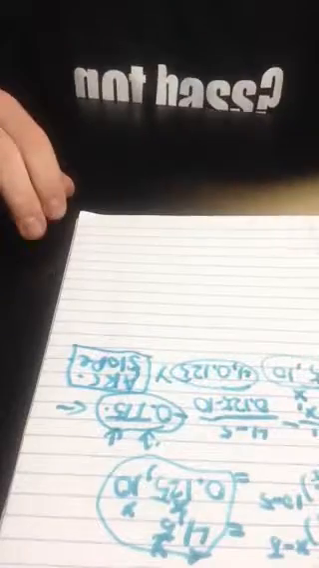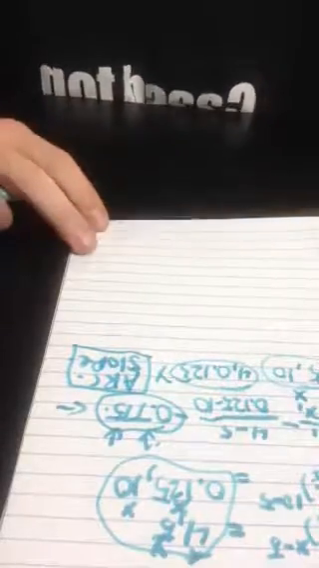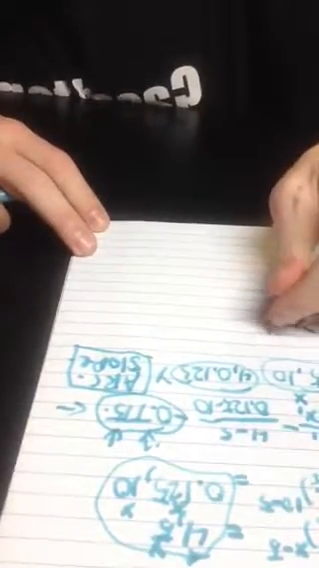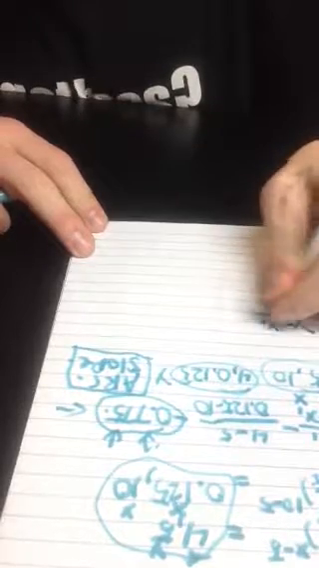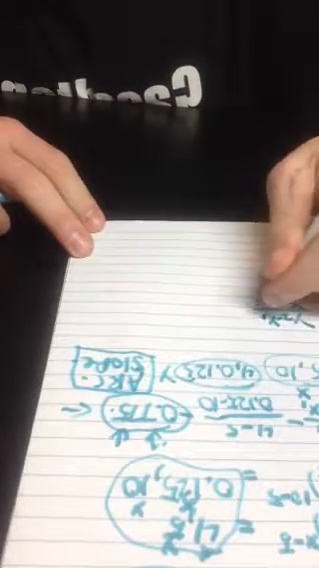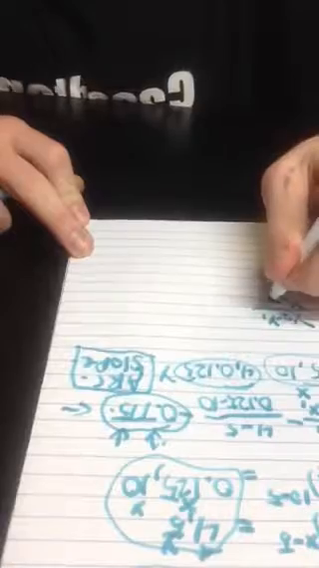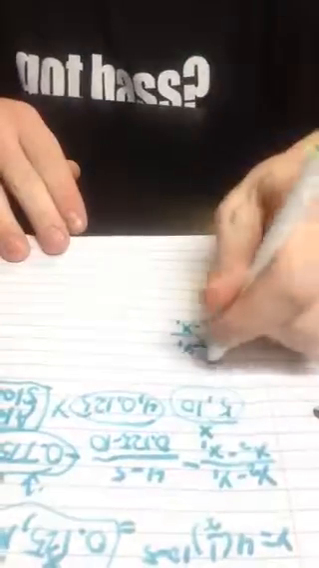Now back to that formula, y2 minus y1. This is also how you would find the slope on a graph if we were graphing. But we're not graphing. But this is also the formula you would use to find the slope of a line on a graph.